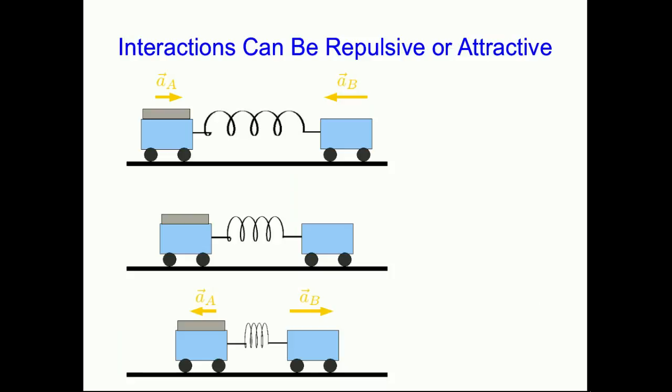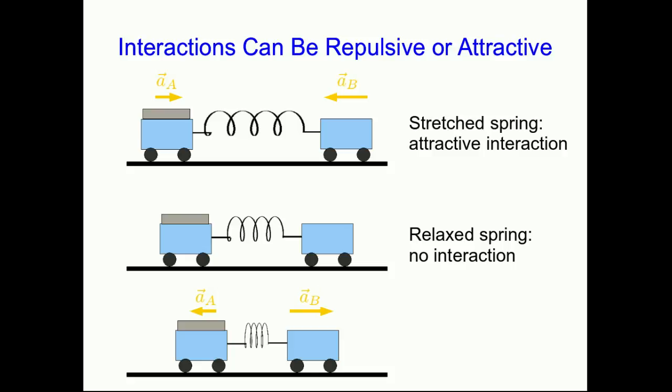Many interactions, though, can be repulsive or attractive depending on the circumstances. For example, here are two carts interacting with each other via a spring. When the spring is fully relaxed, there's no interaction at all. But if it's stretched, then the interaction is attractive. And if the spring is compressed, then the interaction is repulsive. But many interactions are neither attractive nor repulsive. Friction, for example, is neither attractive nor repulsive, and as we'll see next semester in Phys 1204, magnetic interactions with moving charges are neither attractive nor repulsive.